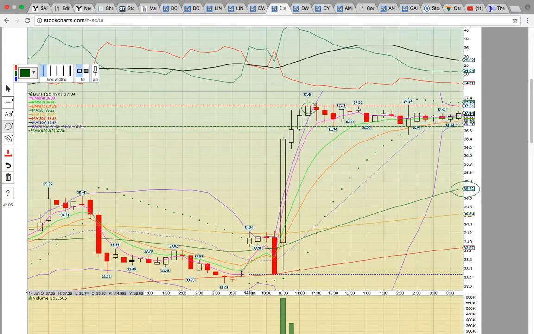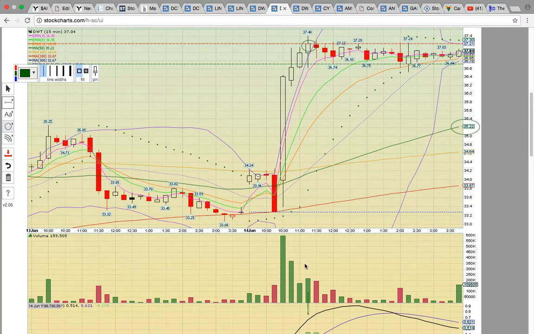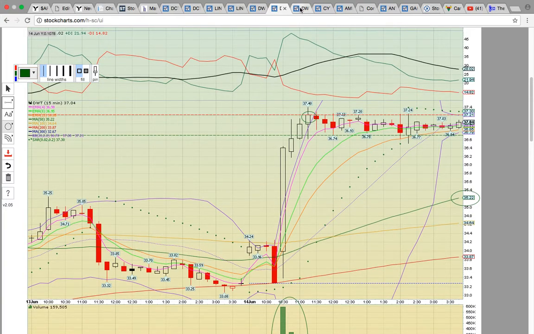So yeah, the chart couldn't be wound more tight. There's big volume behind the move. There was volume at the close. So we're just going to see here if it can break out higher.